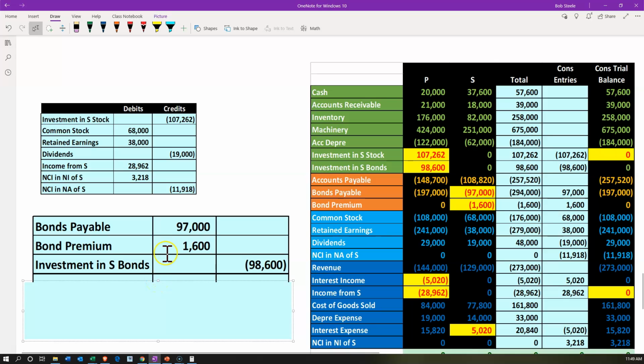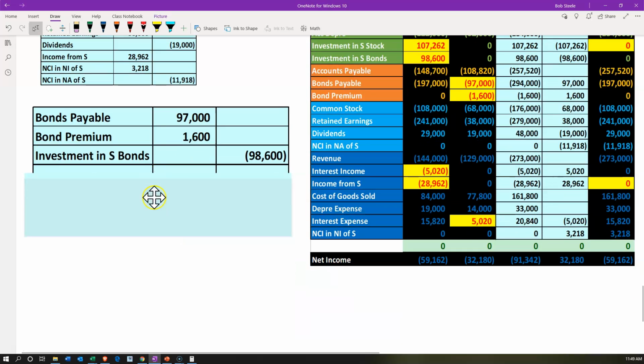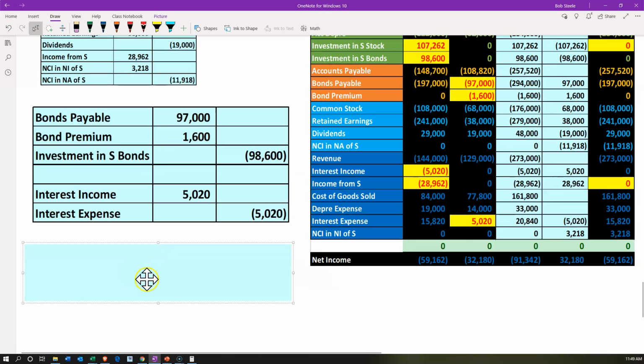Recording that transaction, this should tie out then. That's going to take the bond payable off the books here. So that's been removed. Here's the bond premium being removed. It's going down to 0. The investment in S bonds, here is that, bringing it down as well. Then we're going to go down and look at the income statement side, which of course includes the interest income for P's books and the interest expense for S's books. So these two are overstated. We will simply eliminate them or reverse them.